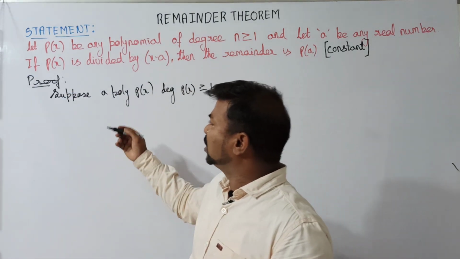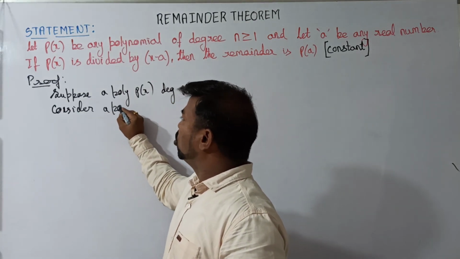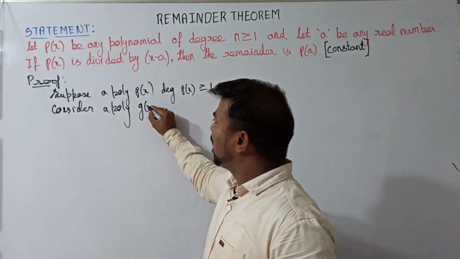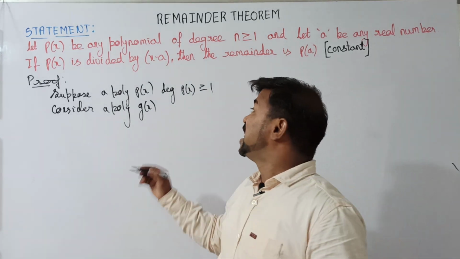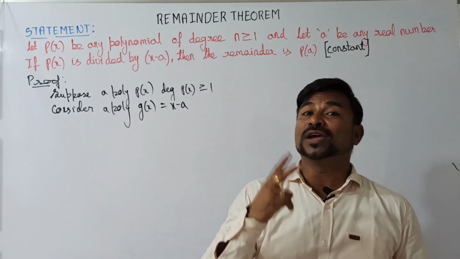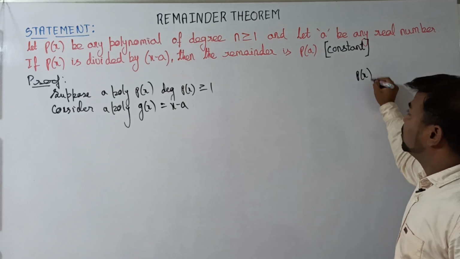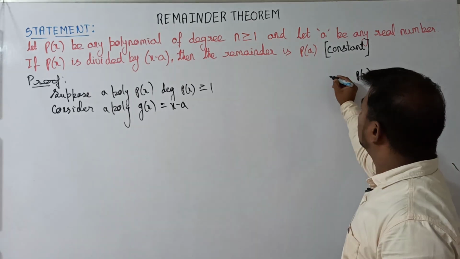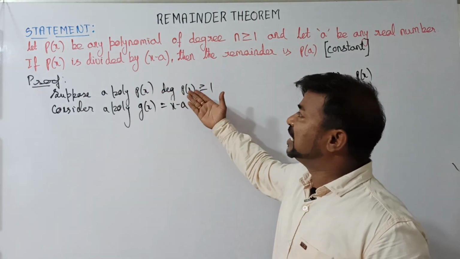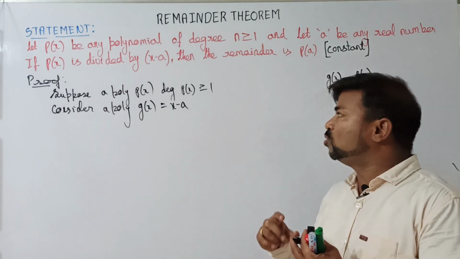First point is considered. Now let us take one more condition. Consider one more polynomial. I would like to call it g of x, and that g of x is nothing but x minus a. So we have considered two things here. The first one is a polynomial p of x, and the second is one more polynomial, g of x. The first condition, as I said, is that the degree of the polynomial p of x should be greater than or equal to 1. Now comes the tricky part.